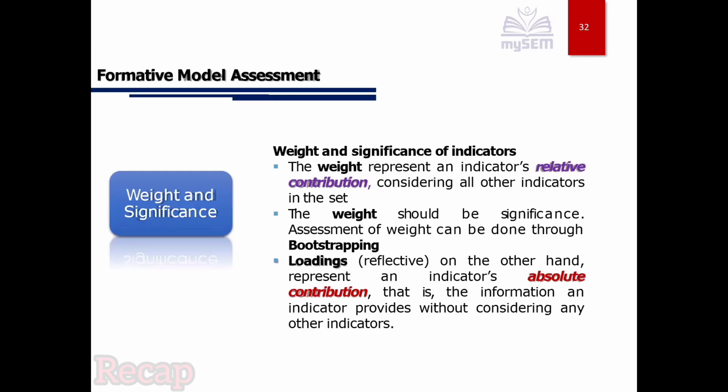Weight and significance, as I told you, first you will check the outer weight. If the outer weight is not less than 0.05, don't worry, you have the last option: you will check the outer loading. If you see that the outer loading p-value is green, then you are safe, meaning your formative measurement model has also been established.